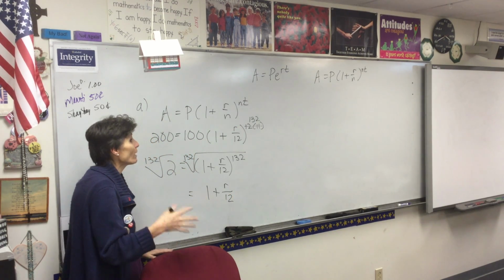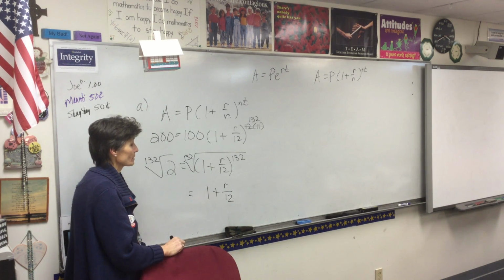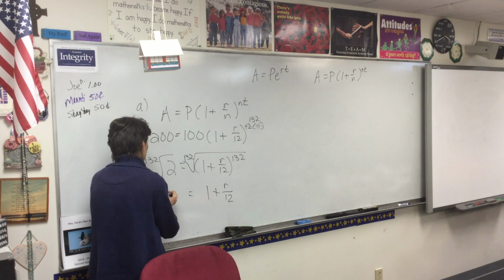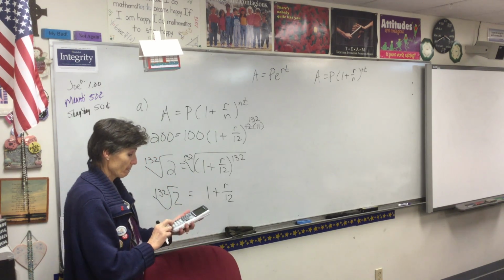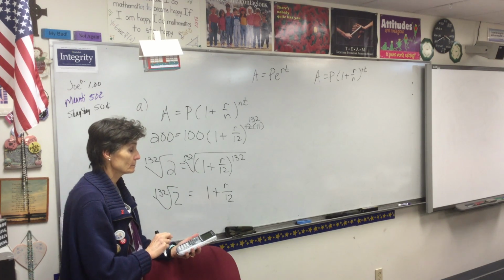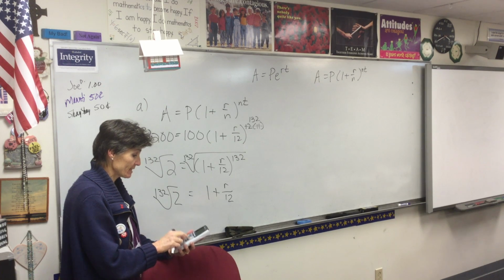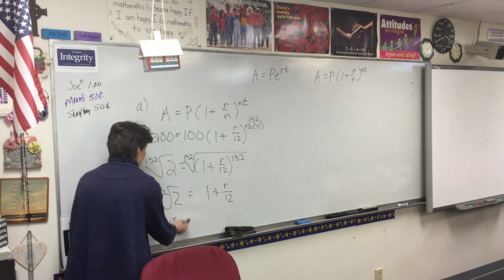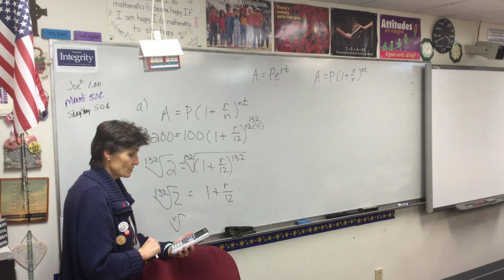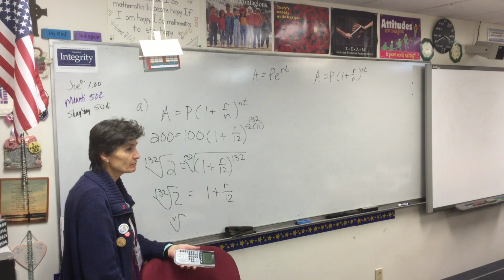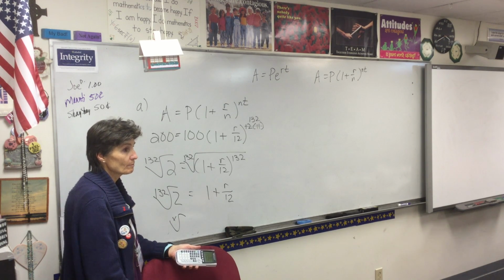It's like square rooting, only we're 132nd rooting. Everybody should know how to put this in on the calculator because we've talked about it. 132, math, go down and get the X root button. You need the X root button. You should have gotten 1.005. Did you get 1.005?